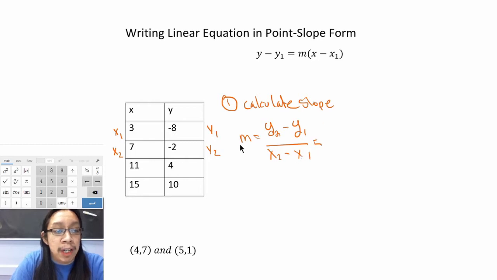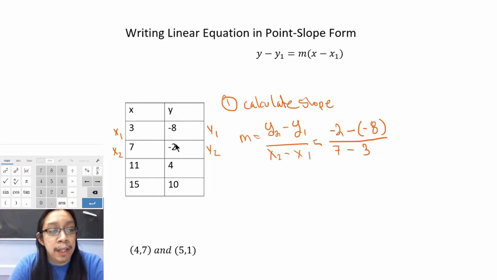Okay, so y2 is going to be -2 minus y1 is going to be -8 divided by x2 is going to be 7 minus x1 is going to be 3. Now be careful to not accidentally subtract the numbers across, because remember, we're trying to subtract the y's and we're also trying to subtract the x's. So let's simplify this a little bit.